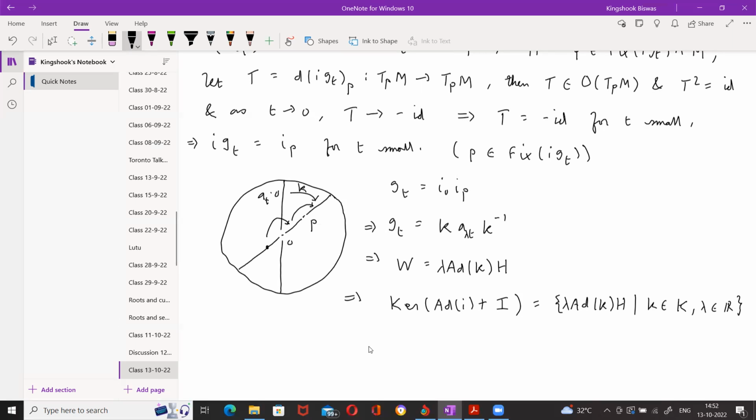The geometric picture of the Cartan decomposition is just the polar coordinates. That's all. I wanted to identify this -1 eigenspace of ad I, right? So earlier I said it was just the span of H. It's not just the span of H. It's the span of ad K into H, where K belongs to capital K.